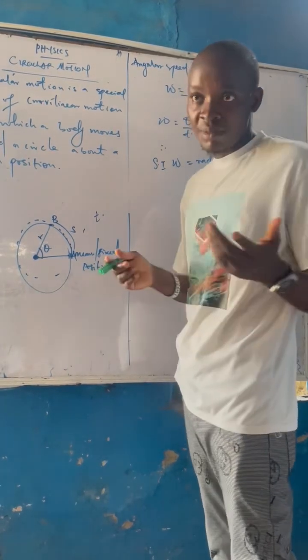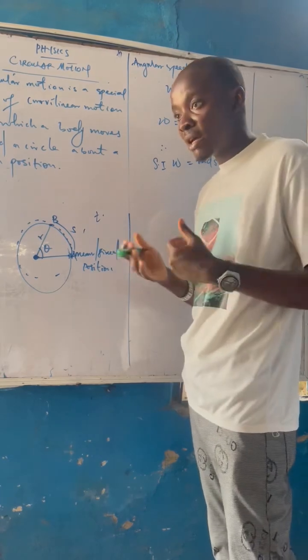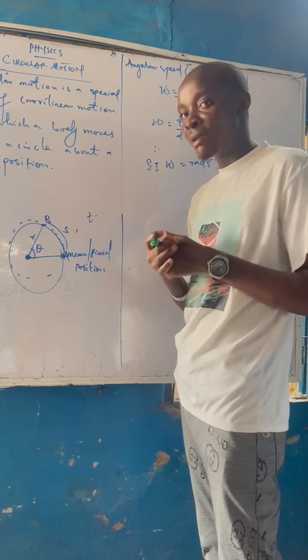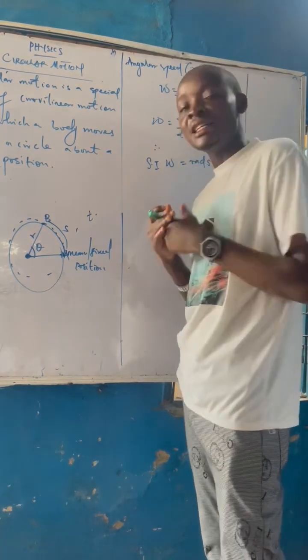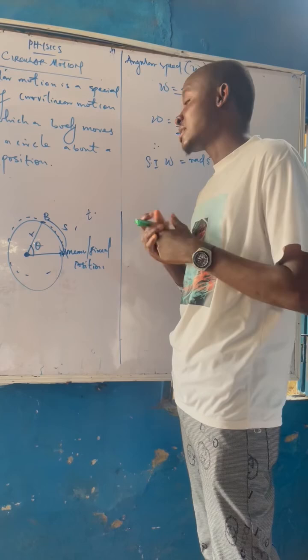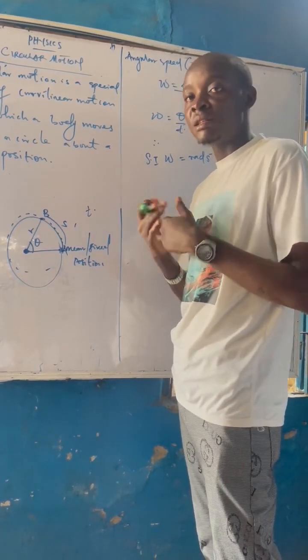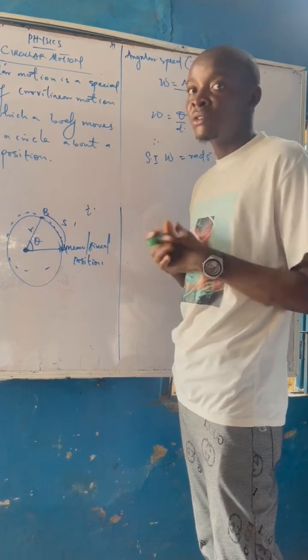So, what is radian? Let me ask you, if you know the meaning of radian, you can kindly comment in the comment section. All right. Radian is defined as what? As the angle formed when the radius of a cycle is equal to the arc of the cycle.